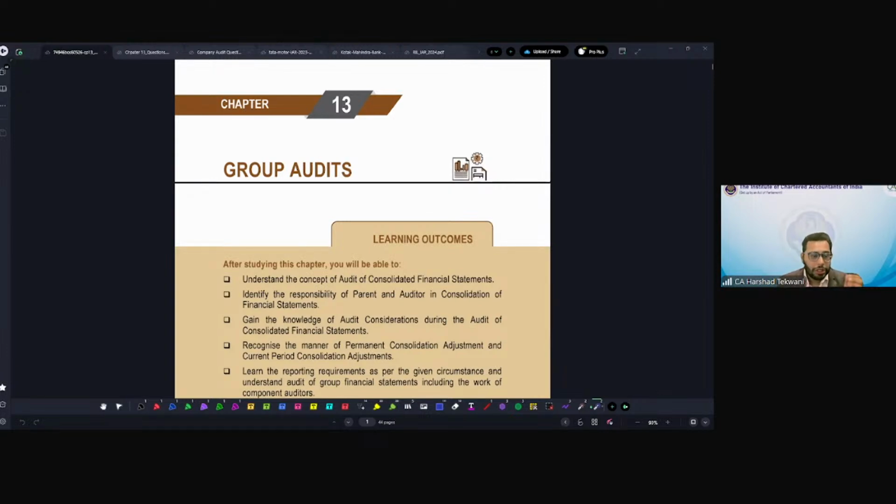Also, with respect to previous chapters, previous areas that we have discussed, if you have any doubts, you can ask at any point in time. Not only on chapter number 13, but any previous topic is also perfectly fine. So let's start this chapter. Let's start the discussion about group audits.